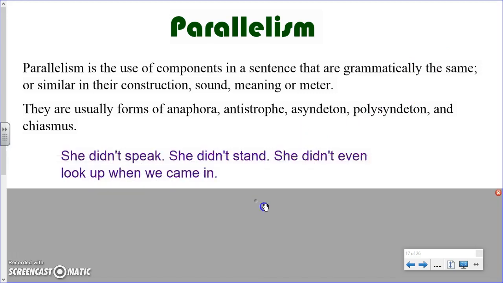So let's look at the first one here. She didn't speak, she didn't stand, she didn't even look up when she came in. You already saw this sample earlier when I did anaphora. And we have the same grammatical structure. We go pronoun, verb, pronoun, verb, pronoun, verb. So it follows that same structure. We even go pronoun, verb, pronoun, verb, verb, pronoun, verb, verb, pronoun, verb, and then the idea of the look here is another verb in there. So you're getting that same structure going on.